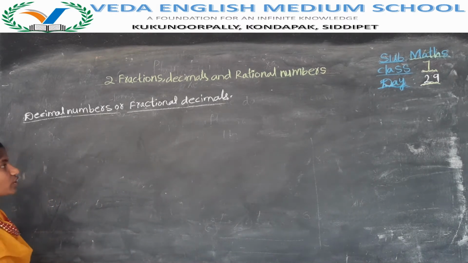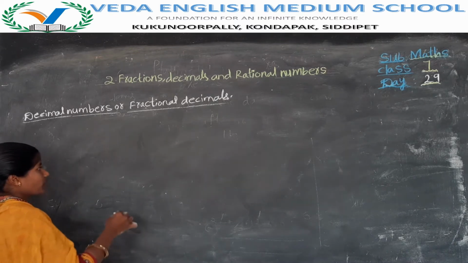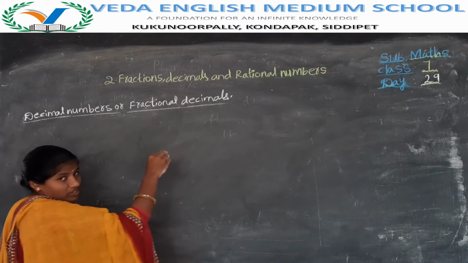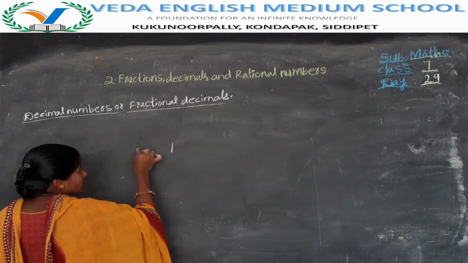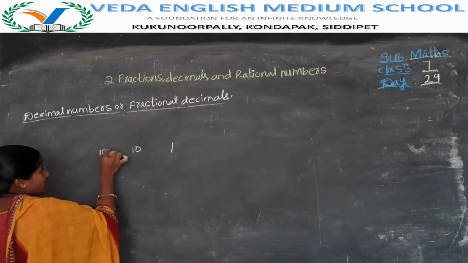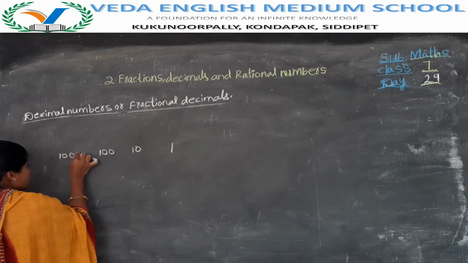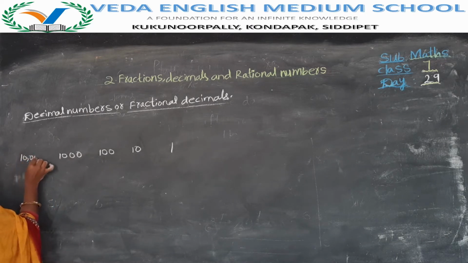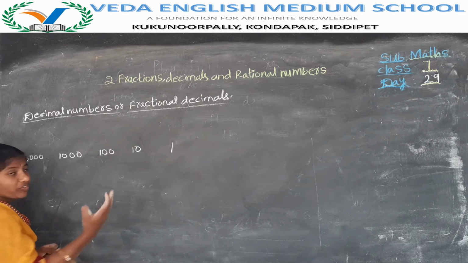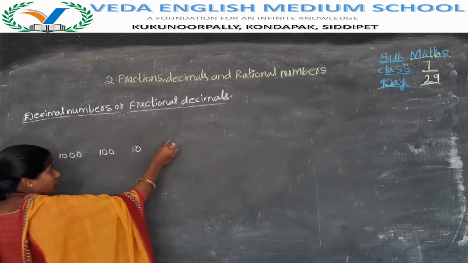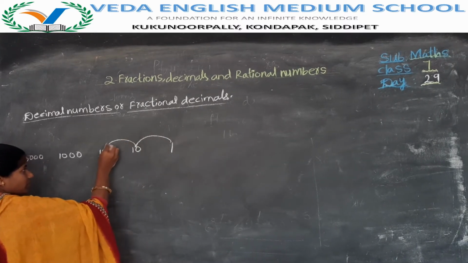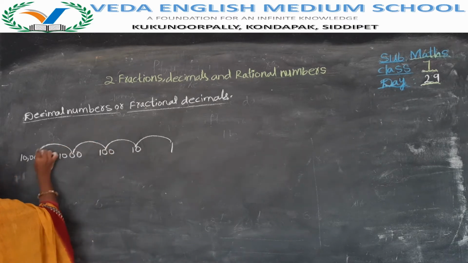Now see, before going to learn about decimals, first see here. Do you know the place values? Yes, you know. Ones, tens, hundreds, thousands, 10,000s. While I am writing the place values, I am moving from right side to left side. From this place value to this one, like this I am moving.